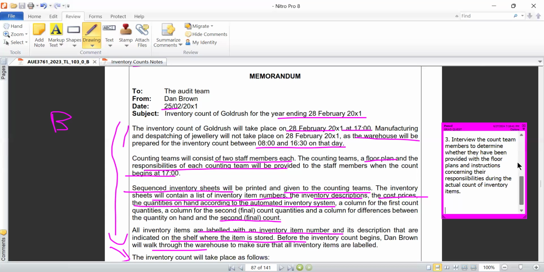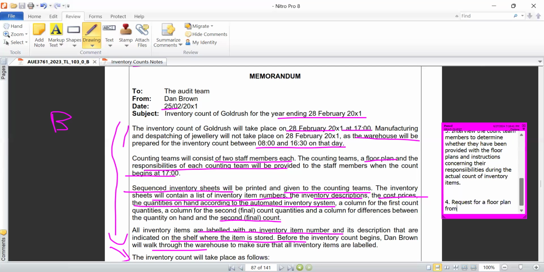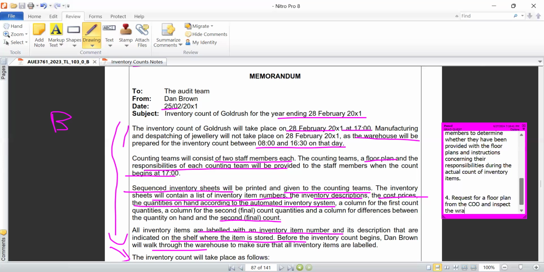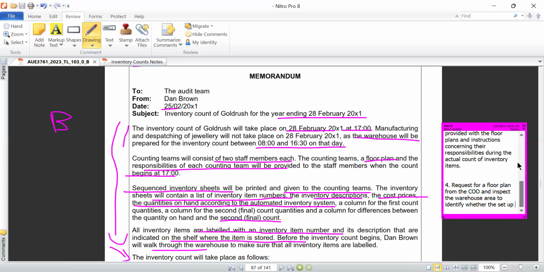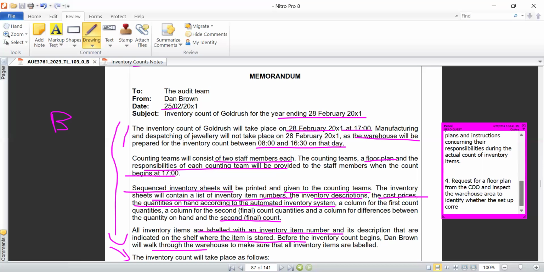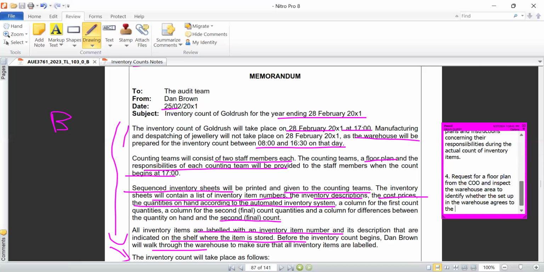procedure there. Now, there's another thing that we are told here that you can also do. Remember the floor plan, it should align to the setup that is in the warehouse. True or false? True, right? So you can request a floor plan from the COO and inspect the warehouse area to identify whether the setup corresponds. So the setup I'm talking about here is the setup in the warehouse agrees with the floor plan.